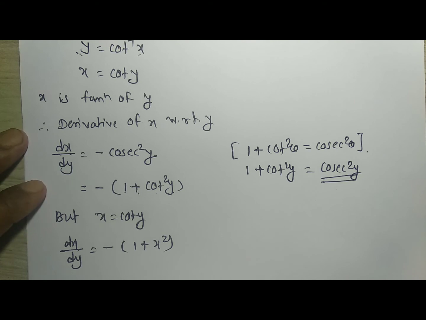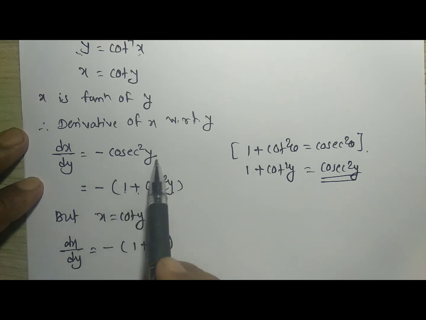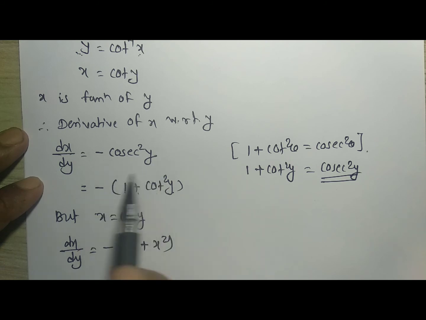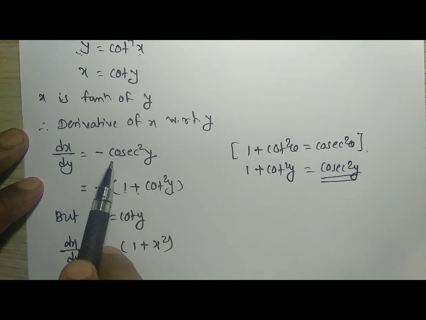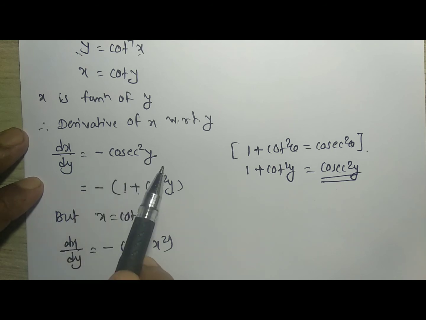Right now, what is the sign for cosec square y? Because it is the square of one quantity, that means of cosec y, it is a square, and therefore whatever the value of cosec y, it is positive or it is negative.